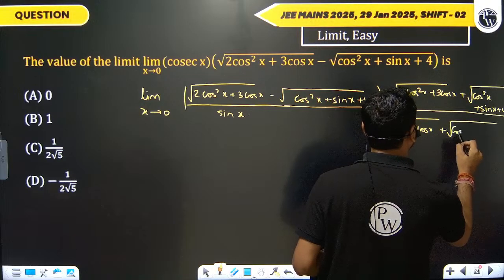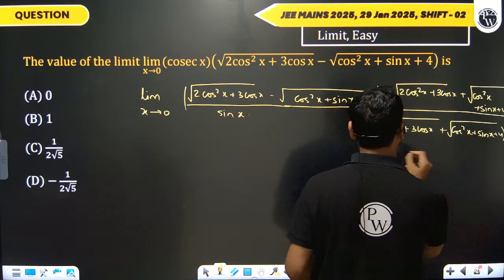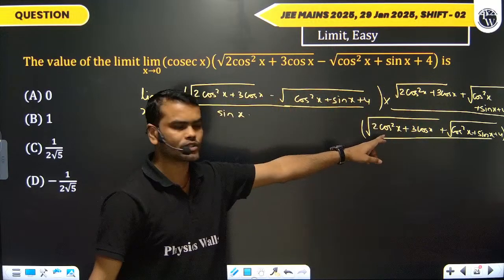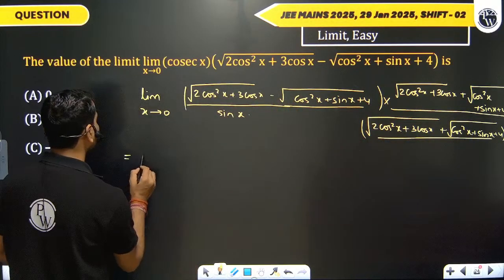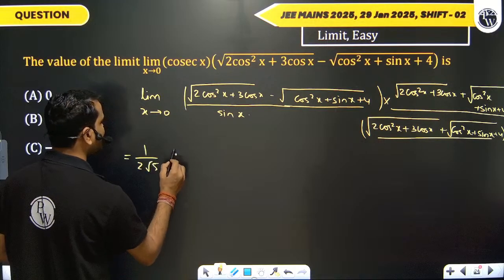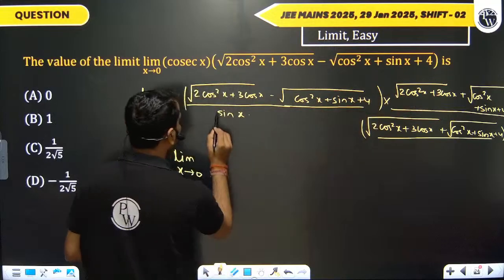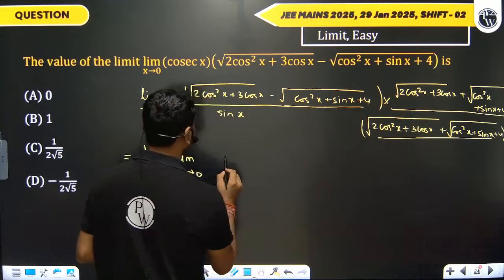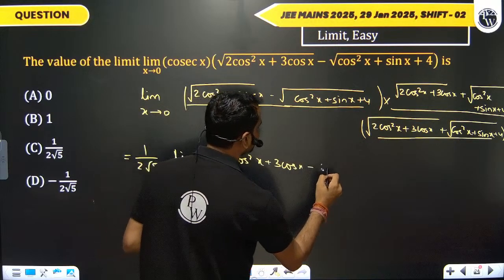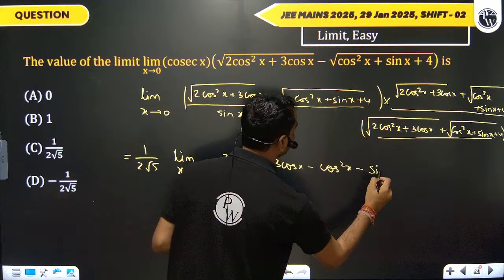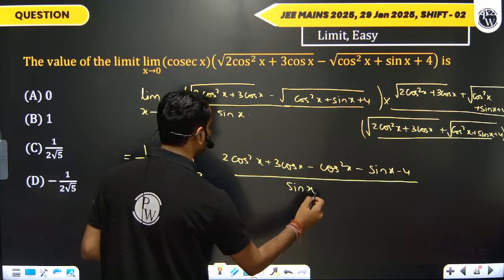So cos square x plus sin x plus 4, this quantity is defined. If you place 0 here, it becomes root 5 plus root 5, so 2 root 5. So directly you can take 1 by 2 root 5 outside, and the limit will be left with what? You can multiply these quantities, a minus b, a plus b, a square minus b square will come. So 2 cos square x plus 3 cos x minus cos square x minus sin x minus 4, divided by this sin x, right?